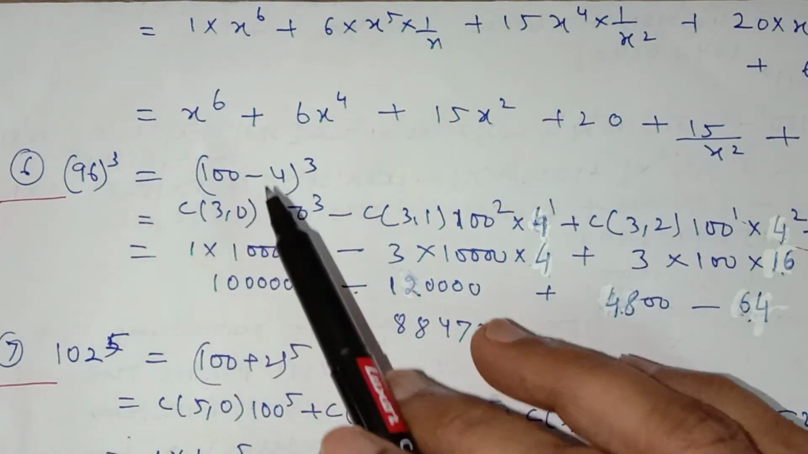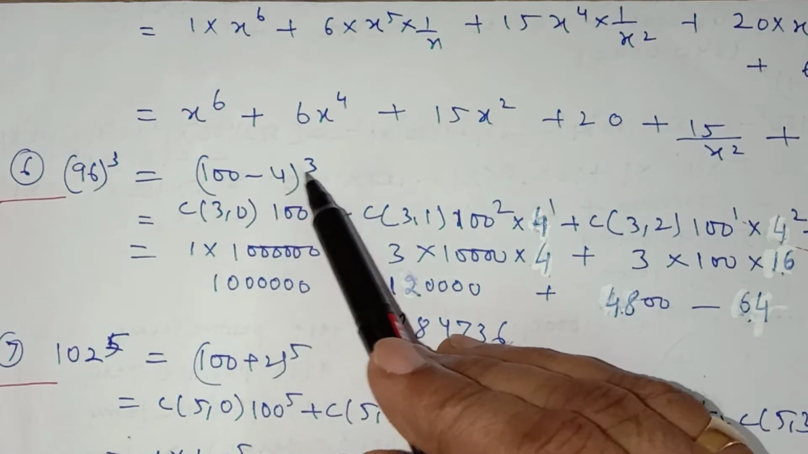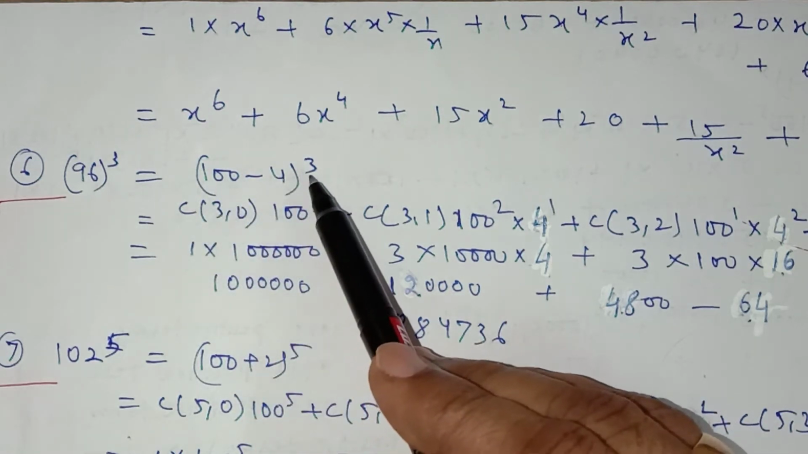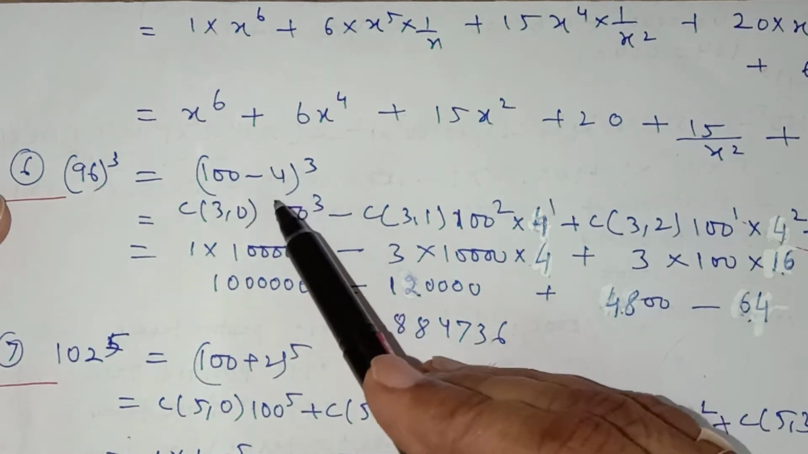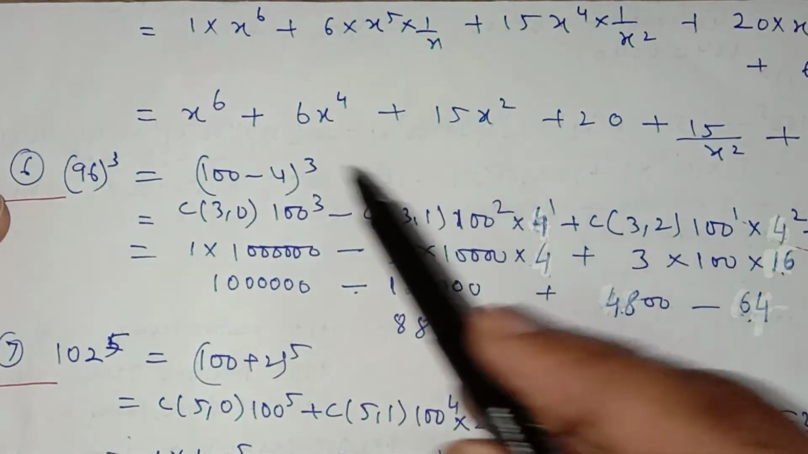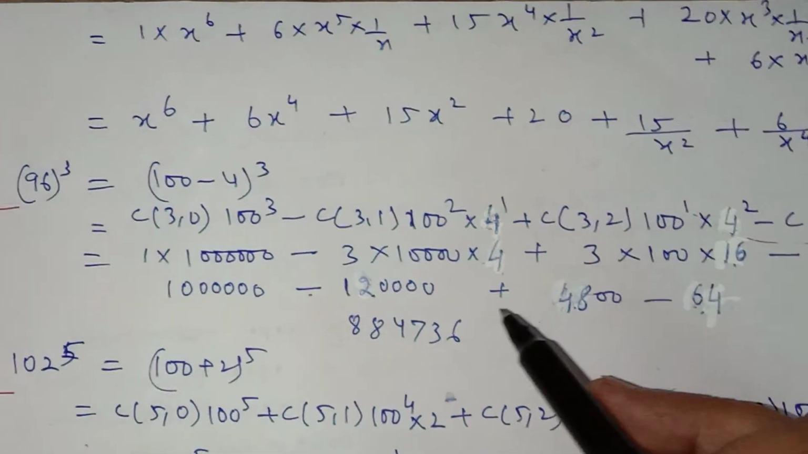Similarly, for question number 6, 96 raised to power 3, you have to find it out. So first of all, convert it into binomial, that is 100 minus 4 raised to power 3. You'll get how many terms? You will get 4 terms. Here a is 100, b is 4, and the number of terms will be 4. Negative sign will be there, so positive, negative, positive, negative, and so on.